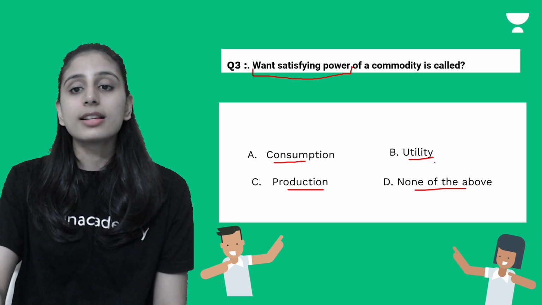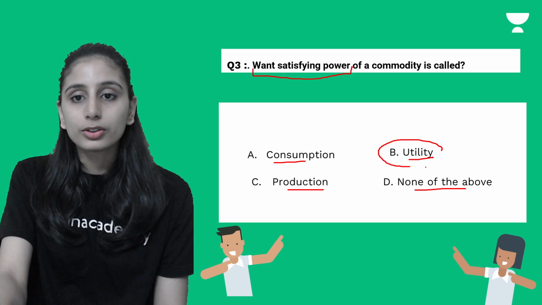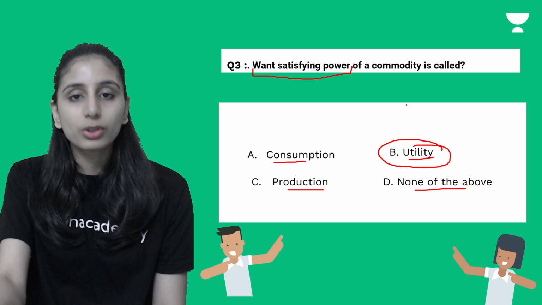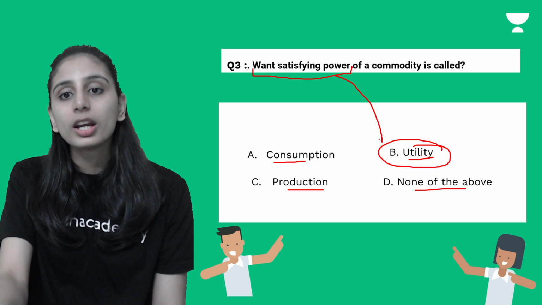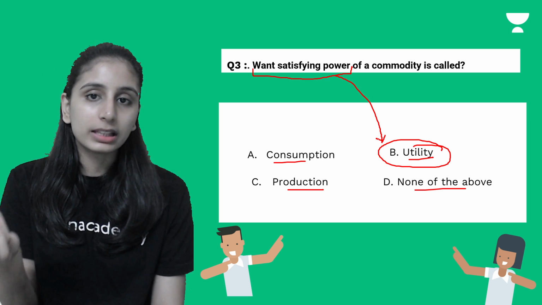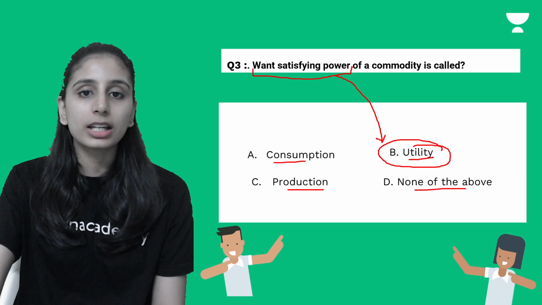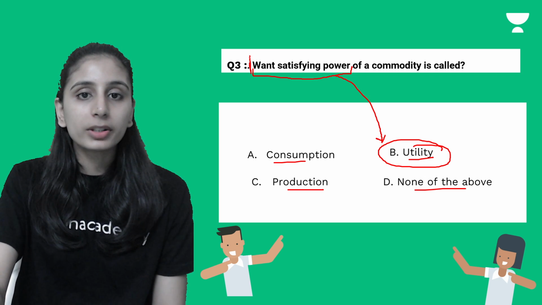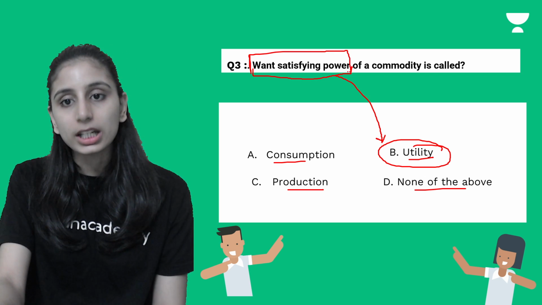Yes, so the correct answer is utility. We have talked about it enough, that satisfaction is equal to utility. How much satisfaction we get from something means how much utility we get from it. The want satisfying power of any commodity is utility.